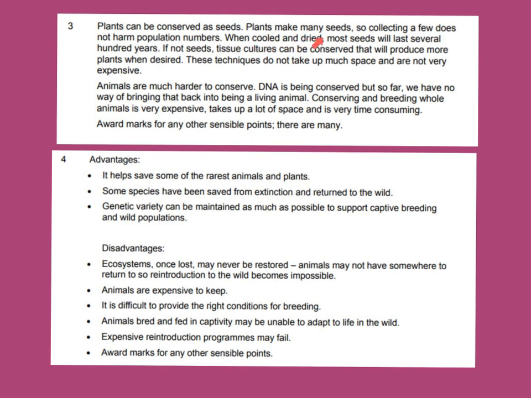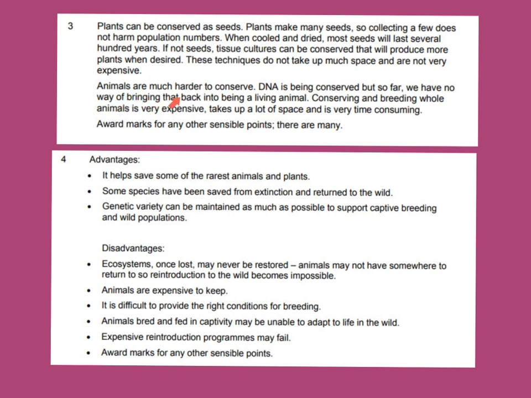On top of that, plants make many seeds, so collecting a few of them will not harm the population number. When cooled and dried, most seeds will last several hundred years. And if the seeds were not available or the plants cannot be conserved as seeds, we can have other programs, like tissue cultures, that can be conserved and will produce more plants when desired. These techniques don't take up much space and are not very expensive in the long run.